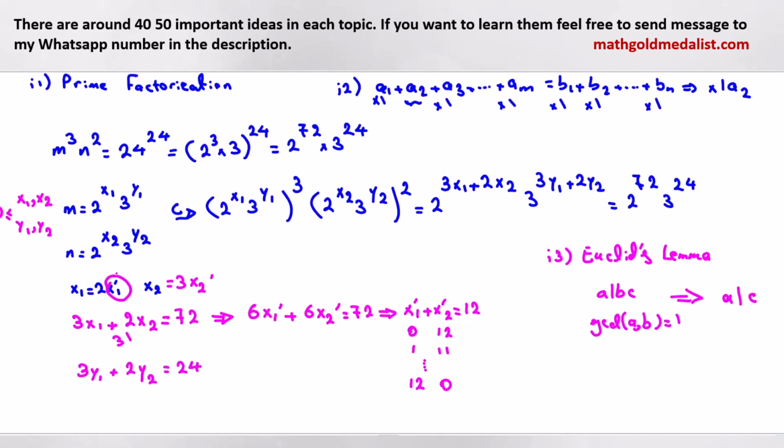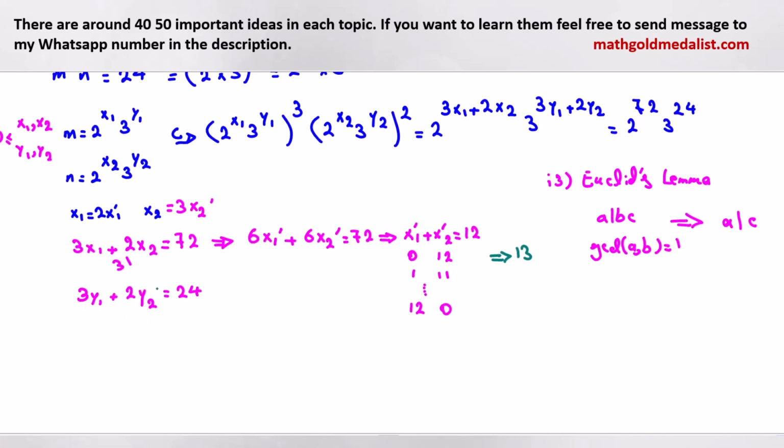Because, for example, if x prime is negative 1, x1 will be negative. So how many answers are there in this case? 13 answers, 0 to 12. Similarly, we can solve the second equation with the same approach.